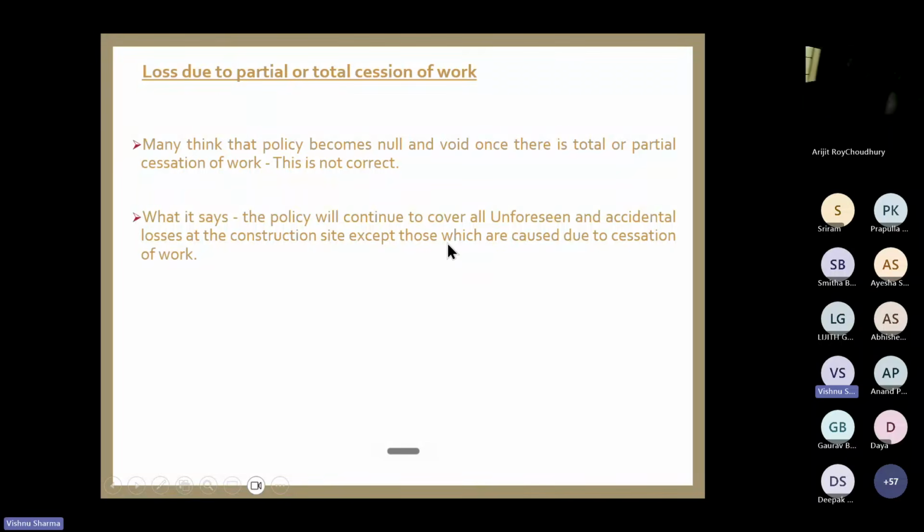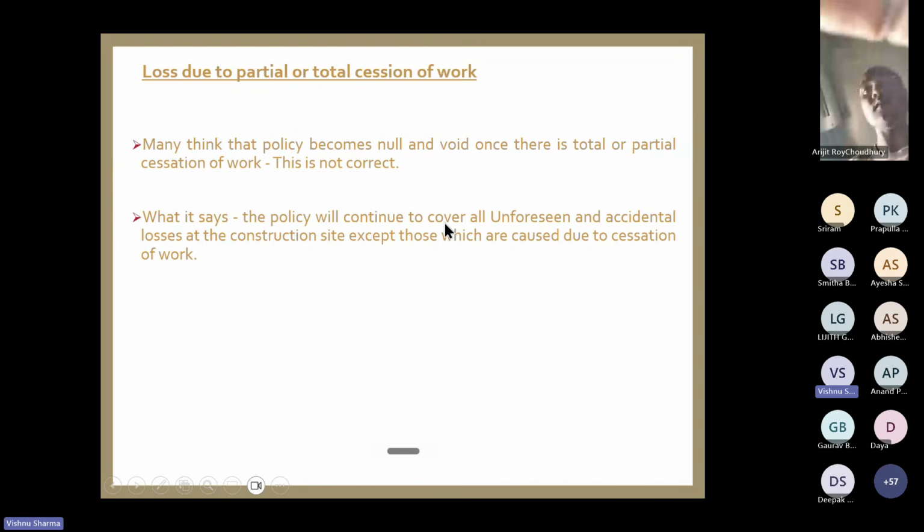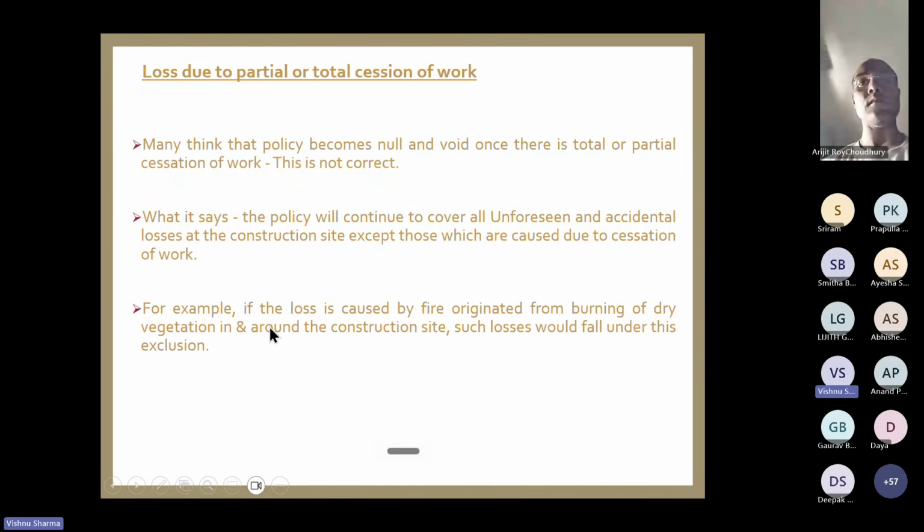Understand? We have to differentiate between these two things: what is due to cessation of work and what is an ordinary loss? For example, if the loss has taken place by a fire originated from burning of dry vegetation in and around the construction site, then such losses will fall under the exclusion, because it is directly caused due to cessation of work. So these losses will not be paid.